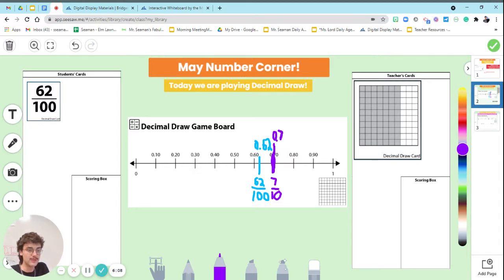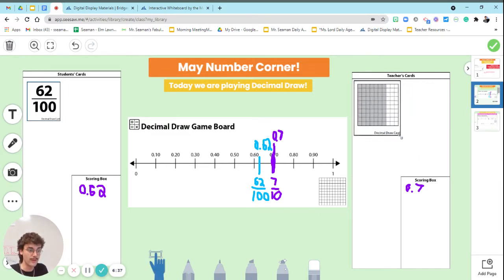So then what I'm going to do is make sure that I'm writing this in my scoring box, 0 and 7/10. And when I'm adding fractions, I'm going to make sure that my decimal point is lined up with each number that I'm putting in here. So I'm going to go ahead and do another round of card picking, and I will be right back.